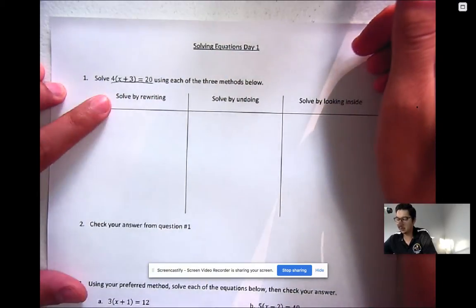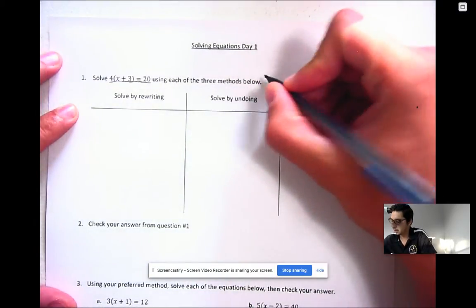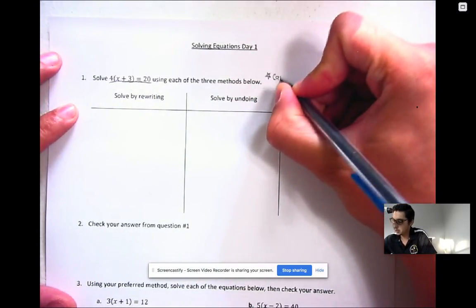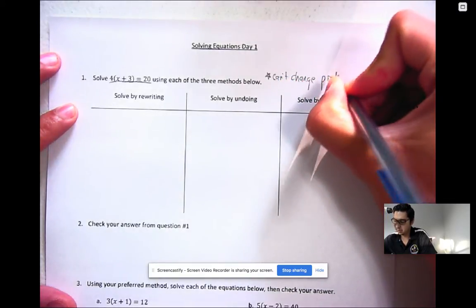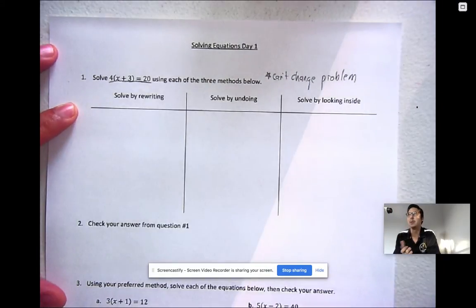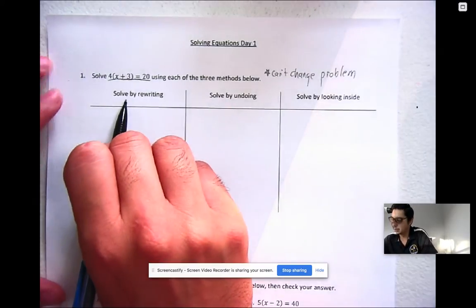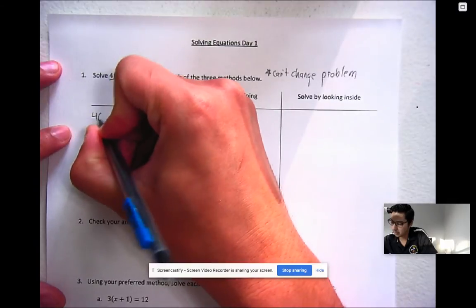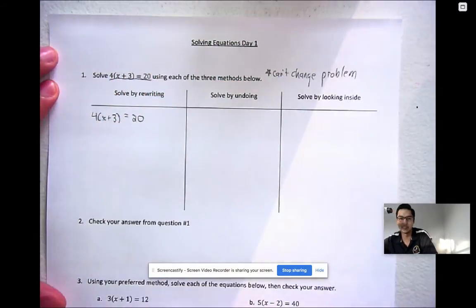So the first method you could do is solve by rewriting. Before I do any of these methods, remember that you can't change the problem. With all these methods, we're following math rules to help us solve it, but we're not changing the problem. You can't just magically say, I don't want to solve that problem anymore, I'm going to solve this problem. And I'll explain as we go through it.